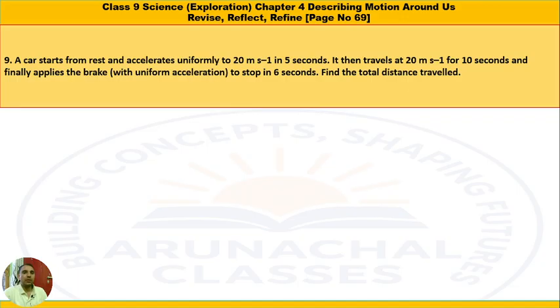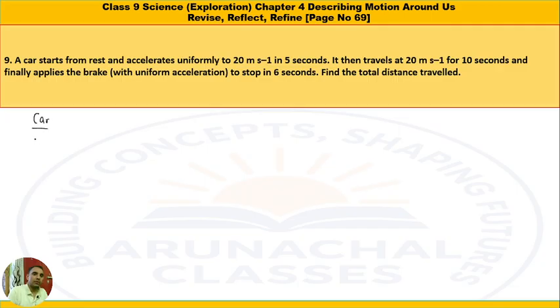Question is: a car starts from rest, uniformly accelerates to a velocity of 20 meter per second in 5 seconds. It then travels at 20 meter per second for 10 seconds. And finally, the brakes are applied with uniform acceleration to stop in 6 seconds. Find the total distance traveled. So here you can see that it is about the motion of a car.